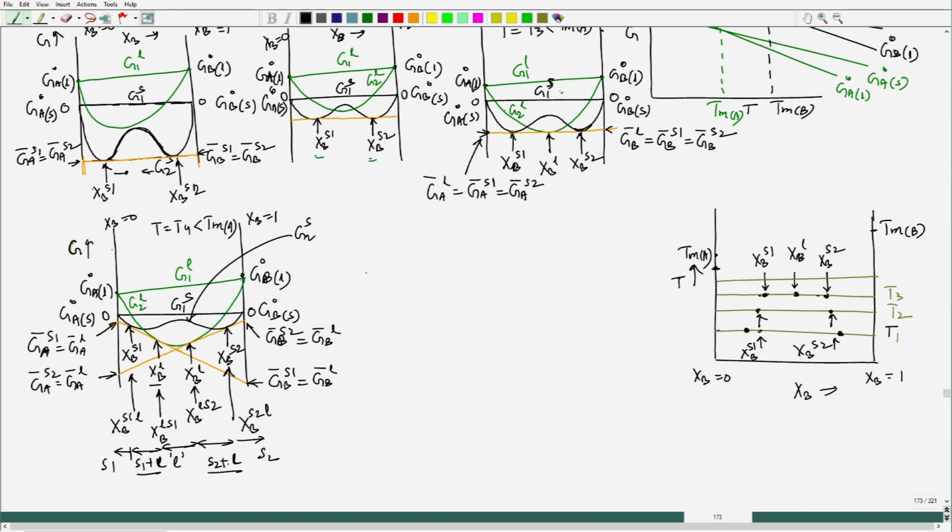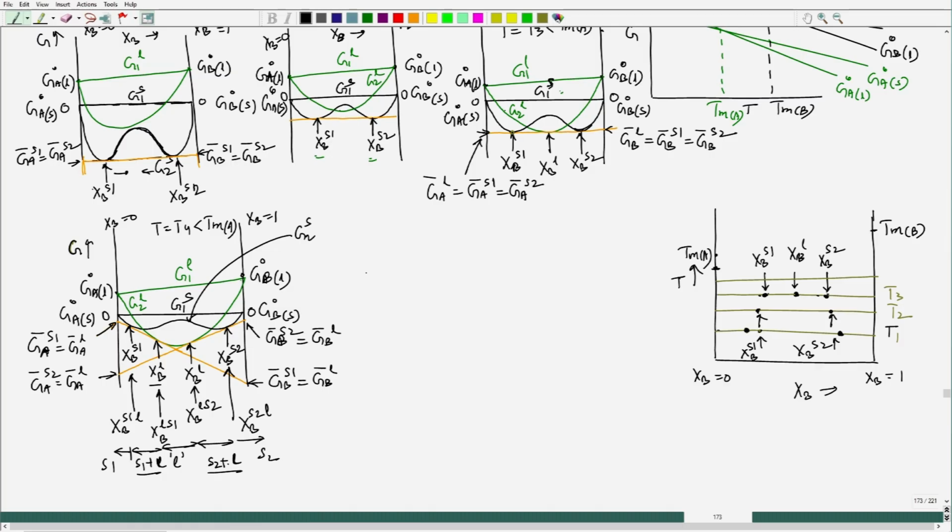At T4, the equilibrium composition of S1 has actually moved towards left. Initially, as we started at a lower temperature T1, and as we go higher and higher in temperature, the S1 composition is shifting towards right, S2 composition was shifting towards left. Now, S1 composition has started shifting towards left as we cross T3.